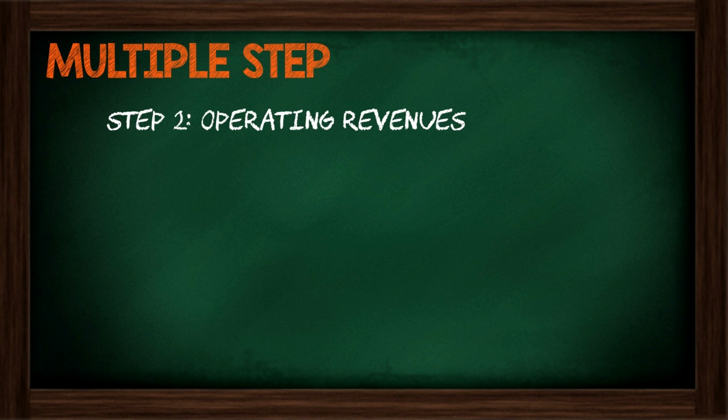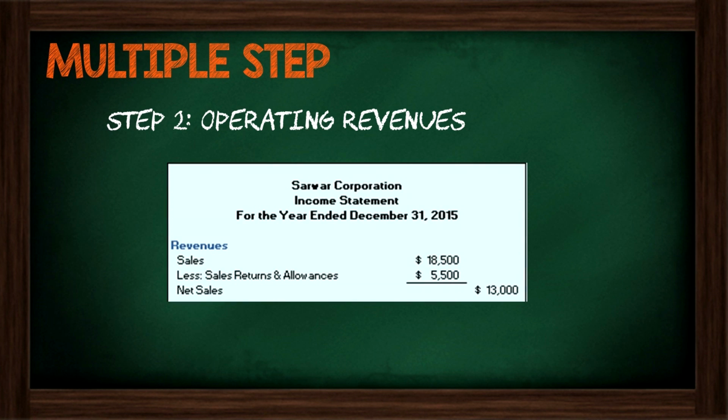Second part, as always, is revenues. You always do your revenue section next, after your header, okay? Now remember what I said. Multiple step income statement separates revenues between operating and non-operating. And as I mentioned earlier, we always record our operating stuff first. Hence, in this section, we're just going to include our operating revenues, which in this section is only going to be our net sales.